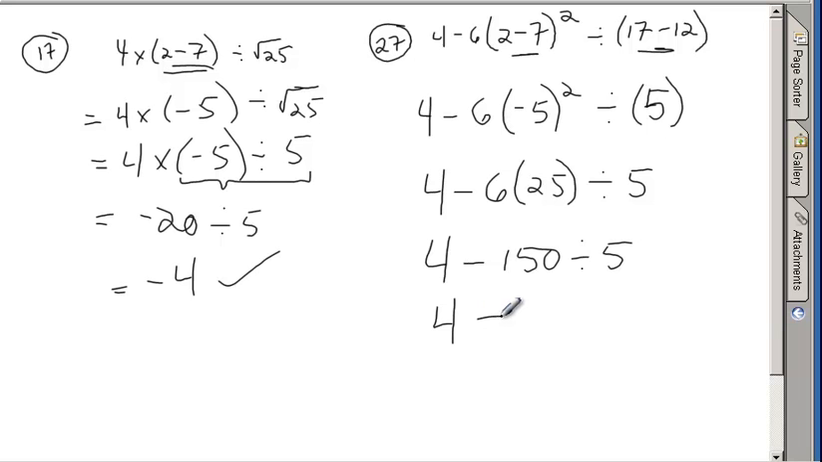But I still haven't dealt with that 4 yet. I do division next. 150 divided by 5 is 30, and then finally I subtract 4 minus 30, and that's negative 26.